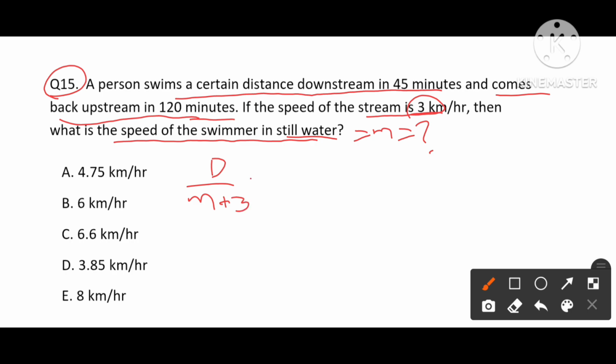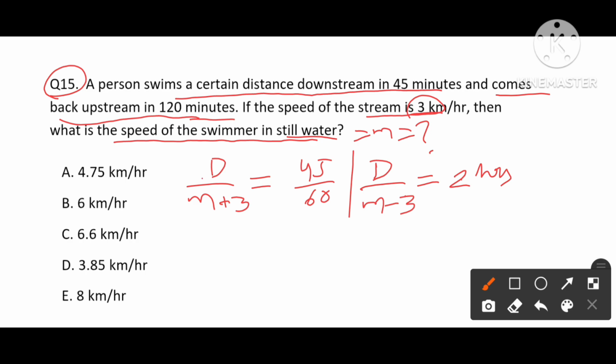So m plus 3 in 45 minutes. Let's convert them into hours by dividing by 60. And it says that the same distance upstream, m minus s, where s is 3, takes 120 minutes. 120 minutes means 2 hours. In both equations d is common, so equating distances. The distance equation means this will be 15 3 times and 15 4 times. So here the distance value will be m plus 3 into 3 divided by 4.